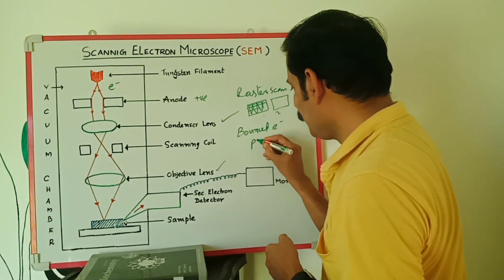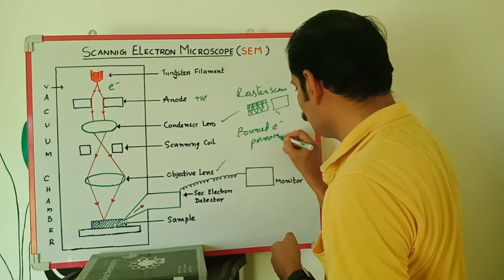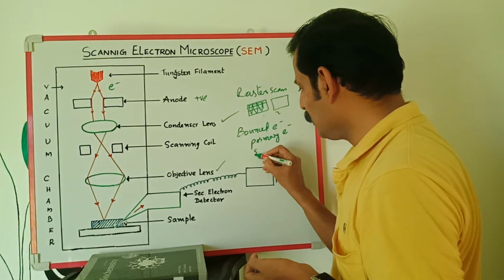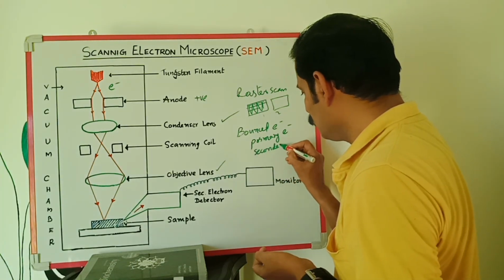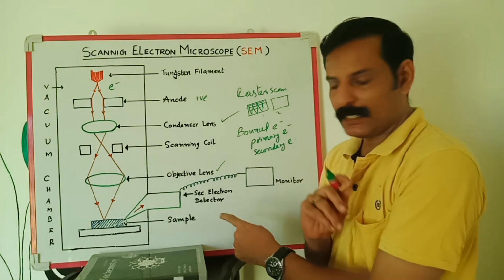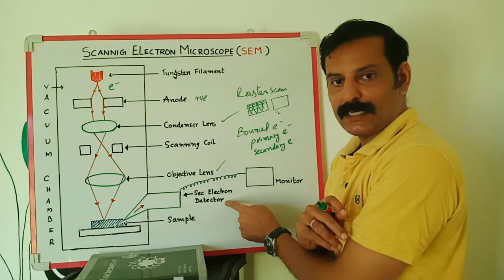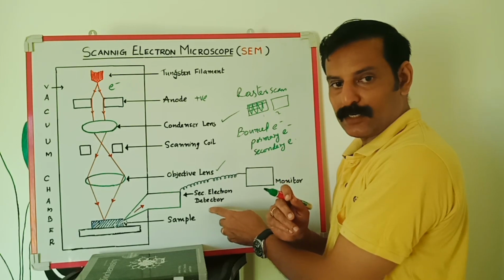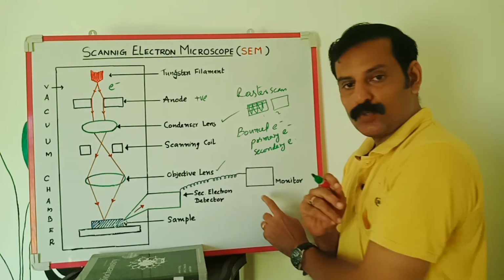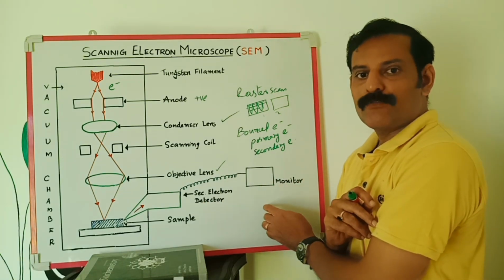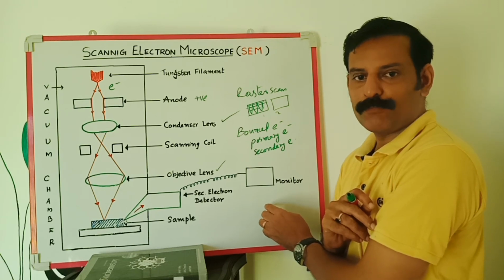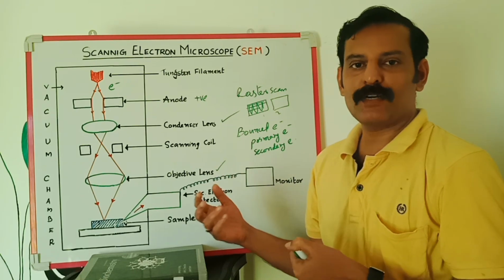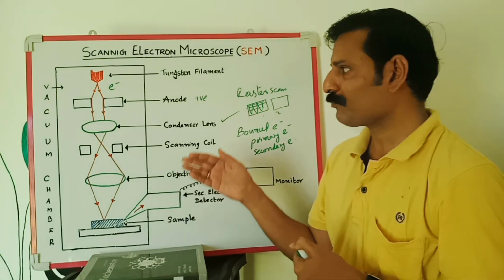So this is the primary electron, and the electrons bounced back are known as secondary electrons. So that is why it is known as the secondary electron detector. If the bounced back electrons are captured by the secondary electron detector, it is connected to a monitor screen, so you can visualize the surface images of the object on the monitor screen clearly. Let me once again explain it in Malayalam.